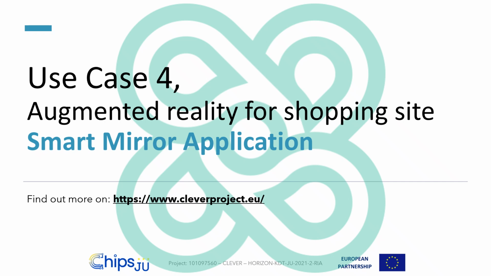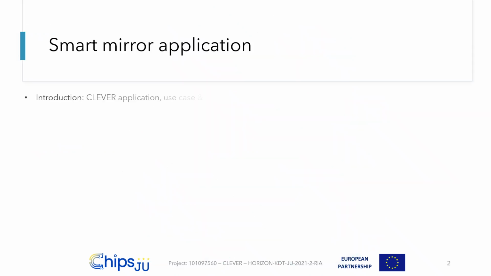This demonstrator is intended to present a smart mirror application, as it has been developed in the context of the Clever project, more precisely for the use case for augmented reality for shopping sites. First, this presentation will start with an introduction of the Clever application and its components, as well as use case 4 and the project's objectives that this demonstrator is aimed to cover.